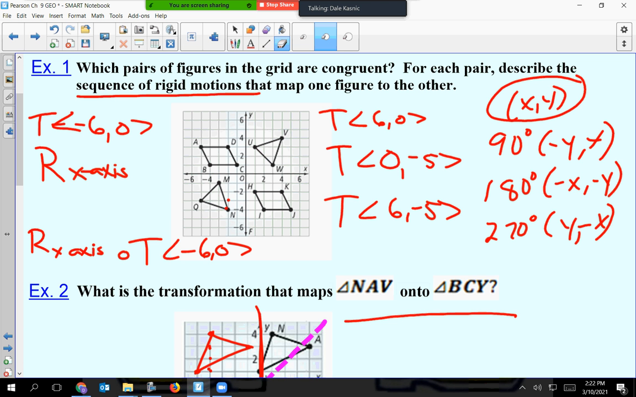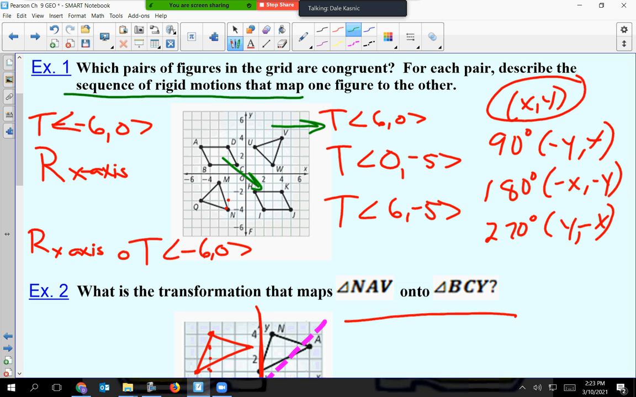Okay, and when they're talking about a sequence of rigid motions, that means I got to do more than one movement. So that means like a translation and a reflection, or a rotation and a translation, whatever. But when I'm looking at this, it looks like I could just translate this one straight there. But since they told me I have to do a sequence, what I did was I moved it sideways with a translation. I moved it 6 in the positive X direction, and I didn't move it up or down. So that's why Y is 0.